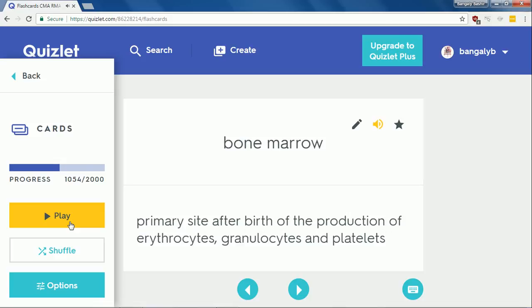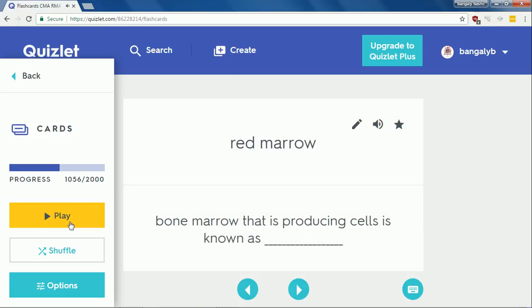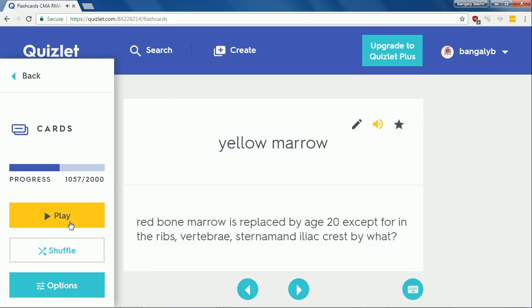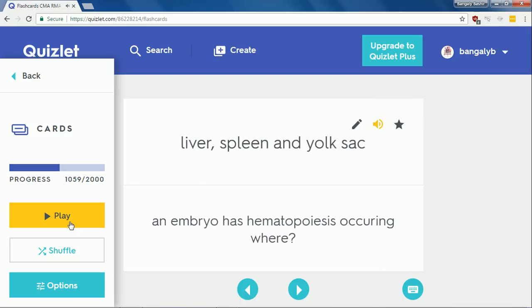Bone marrow. Primary site after birth of the production of erythrocytes, granulocytes, and platelets. Lymphocytes are produced where? Bone marrow and lymph nodes. Red marrow. Bone marrow that is producing cells is known as what? Red marrow. Red bone marrow is replaced by age 20, except in the ribs, vertebrae, sternum and iliac crest, by what? Yellow marrow, another name for stored fat. An embryo has hematopoiesis occurring where? Liver, spleen and yolk sac.